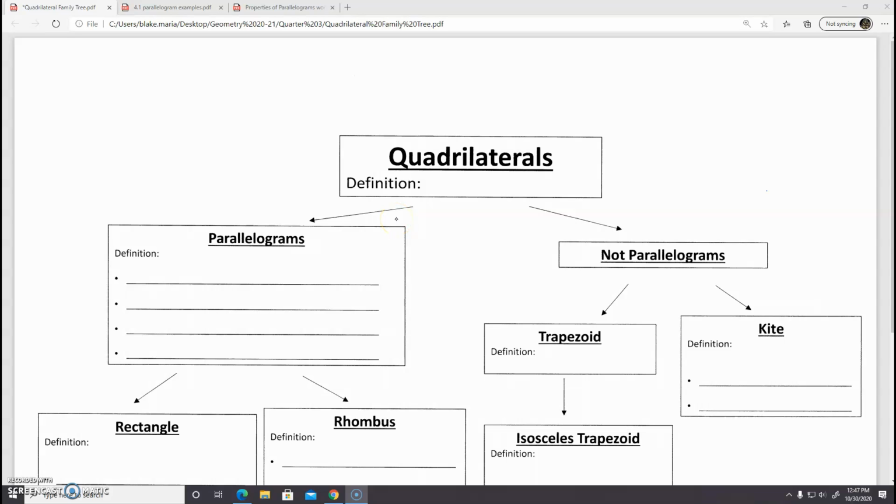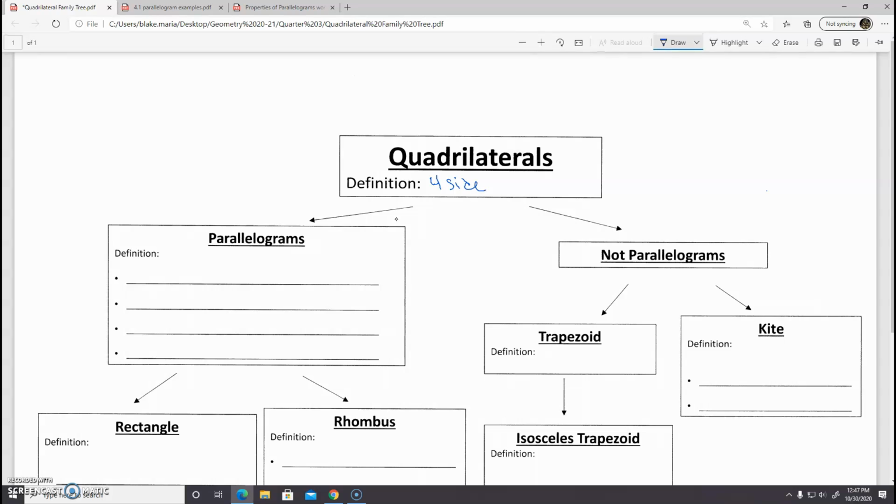So let's start with the definition of quadrilateral. It just requires 4 sides. And you don't have to draw this, but what I mean by that is if I drew something like this, the only thing you could tell me is it's a quadrilateral, right? You don't know anything about the sides, you don't know anything about their measurements. The only thing you can tell me is it's a quadrilateral, it has 4 sides.